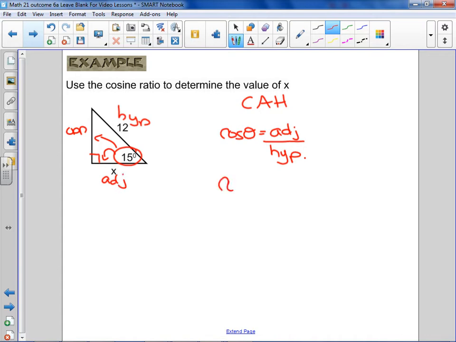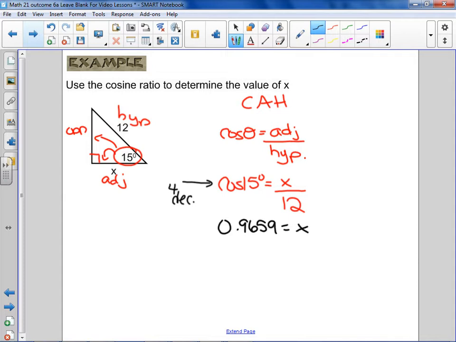So my theta is 15. The adjacent is x. The hypotenuse is 12. This is what I start with. And again, I always want 4 decimal places if I can. So cos of 15 is 0.9659. That equals x over 12.